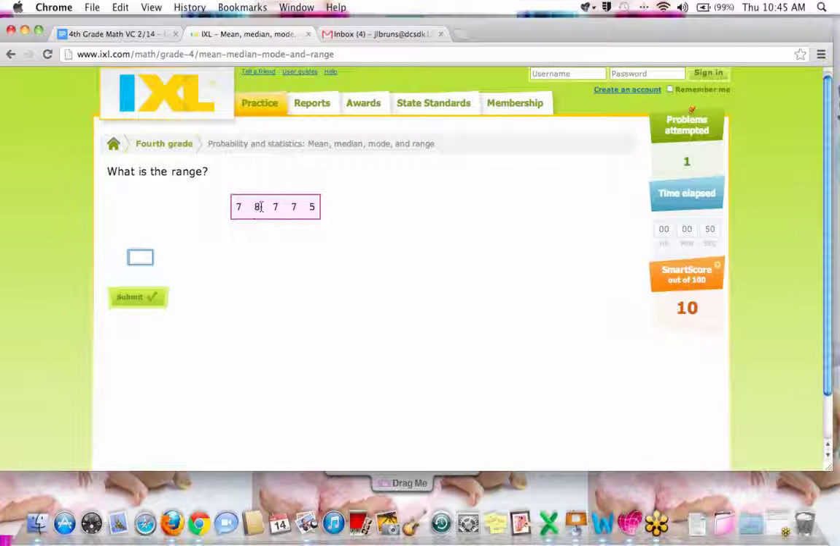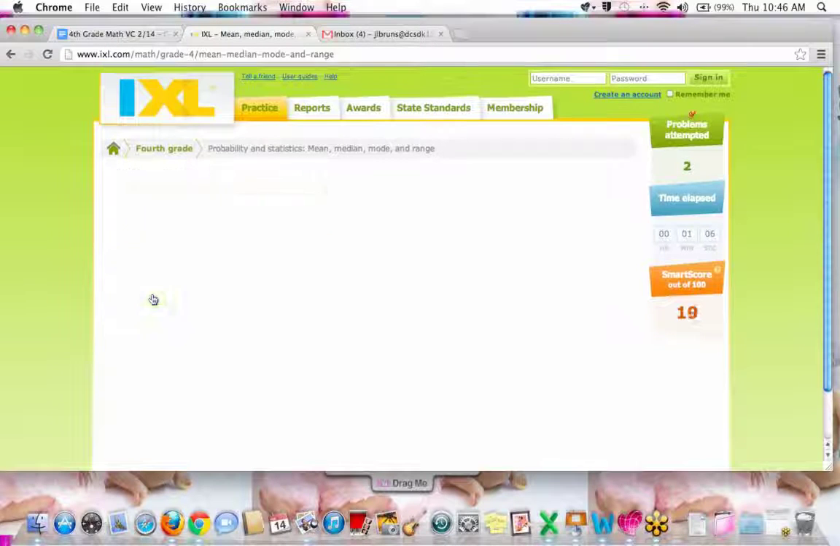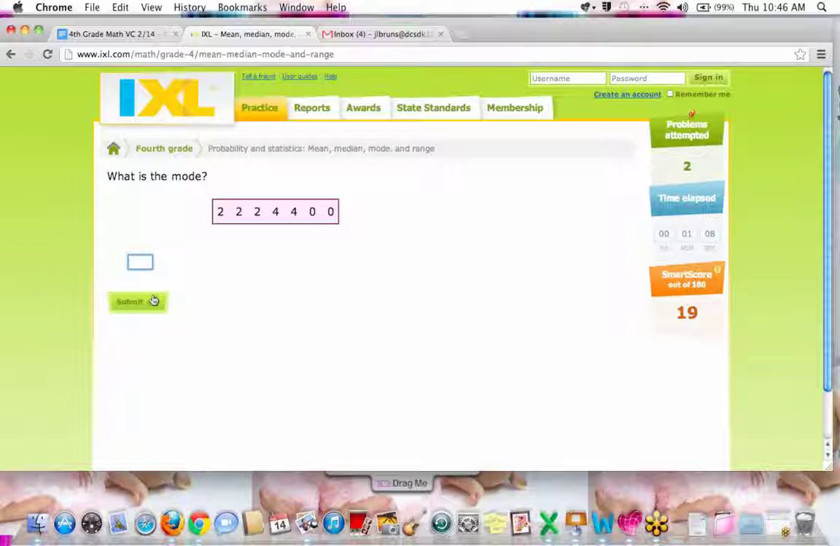You still need to look for the highest number, which is 8, and the lowest number is 5. So what is 8 minus 5? 3. Okay, so that's how they tried to trick you. They did not order them in numbers or in order there from least to greatest. Good. What is the mode, the number that occurs most often?